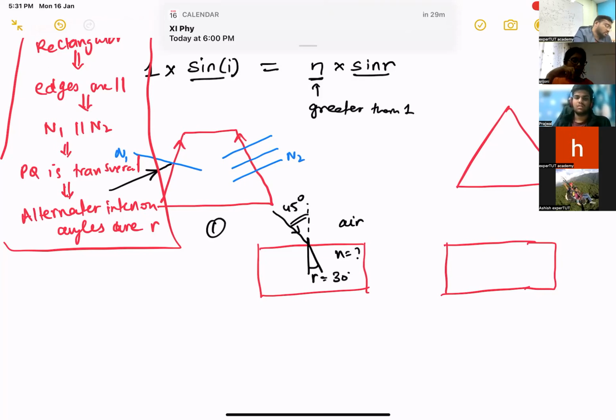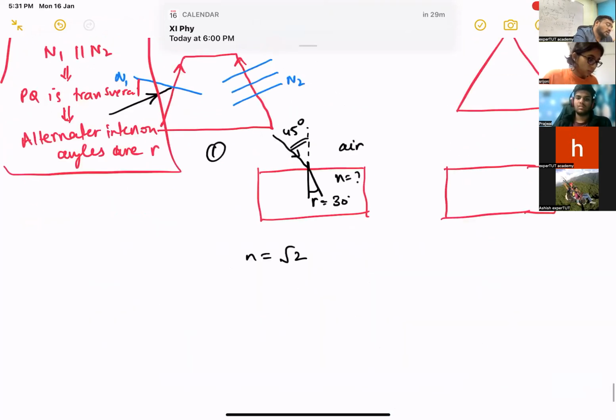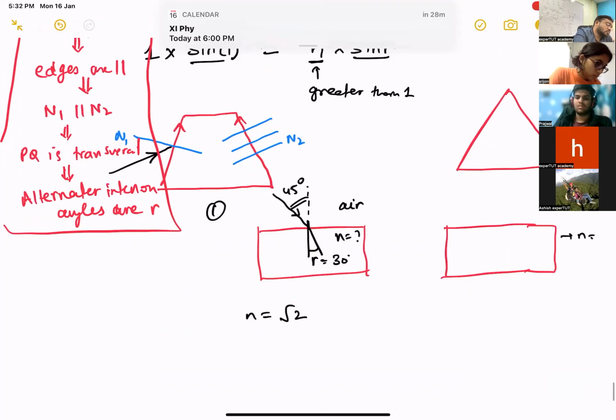ठीक है. तो n is root 2. Right. Now सेम क्वेश्चन है. यहाँ पे क्वेश्चन है कि अगर ये सेम ग्लास है, n is equal to root 2 है. ठीक है. And the question is reverse this time. The light is going from this side such that its angle is 30 degrees. At what angle does it come out?